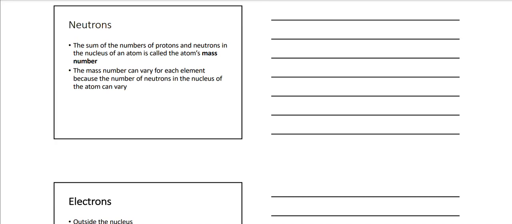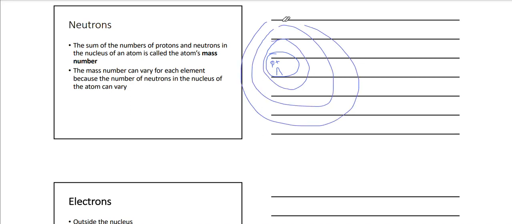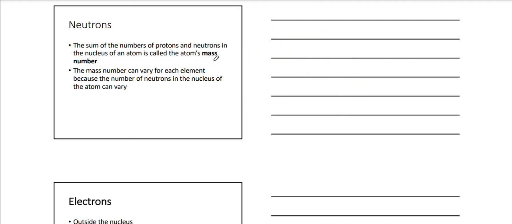Neutrons, however, is the sum of the numbers of protons and neutrons in the nucleus of an atom is called the mass number. So the neighboring particles next to the proton inside the nucleus is neutrons. So if I were to draw the nucleus like this, I will have protons, positive charge, and I will have neutrons, which are the neutrally charged particles, and you have the electrons surrounding the nucleus. Okay? So the number inside the nucleus of the neutrons and protons, it's called the mass number.